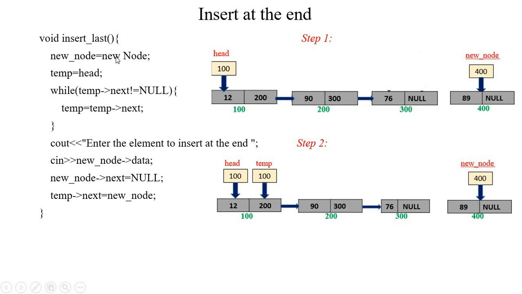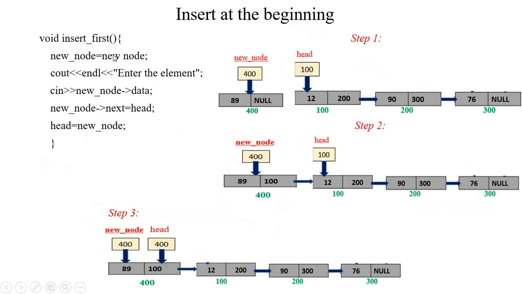So, new node, insert at the beginning. New node. Next line is what we have to do: enter the element. I'm entering the element and inserting the particular value at the particular position. New node data is equal to null. And next is new node next is equal to head. Why so? So this will be the first step. New node next will be head.